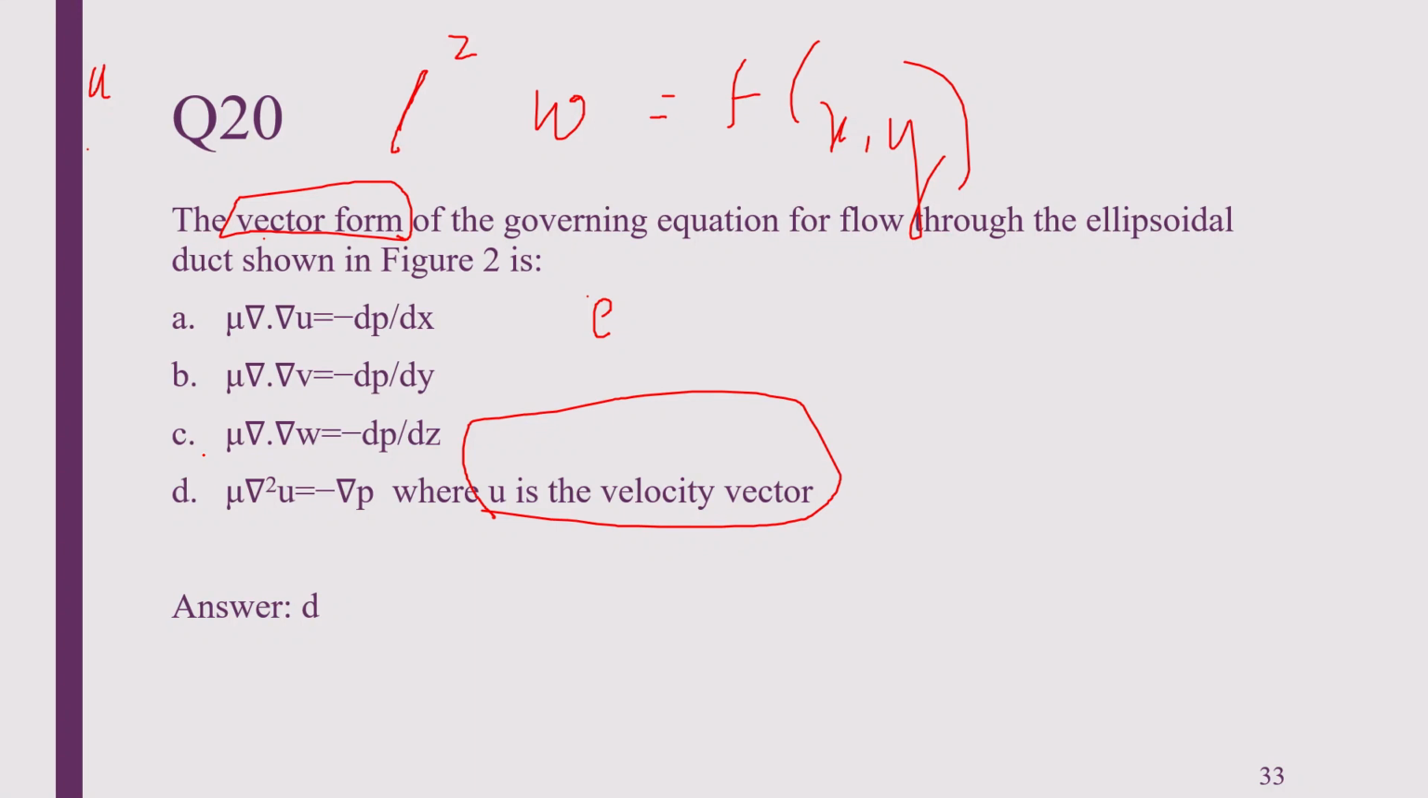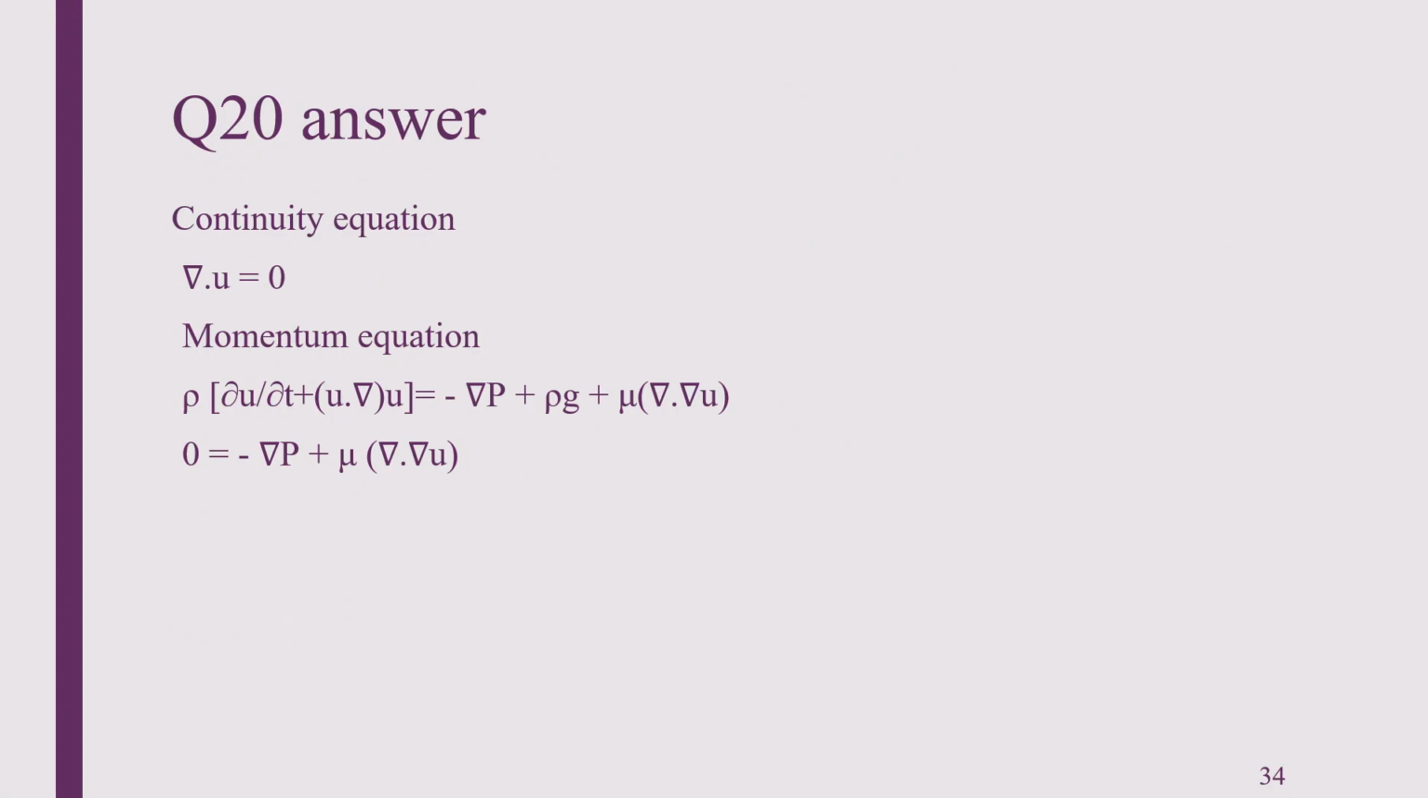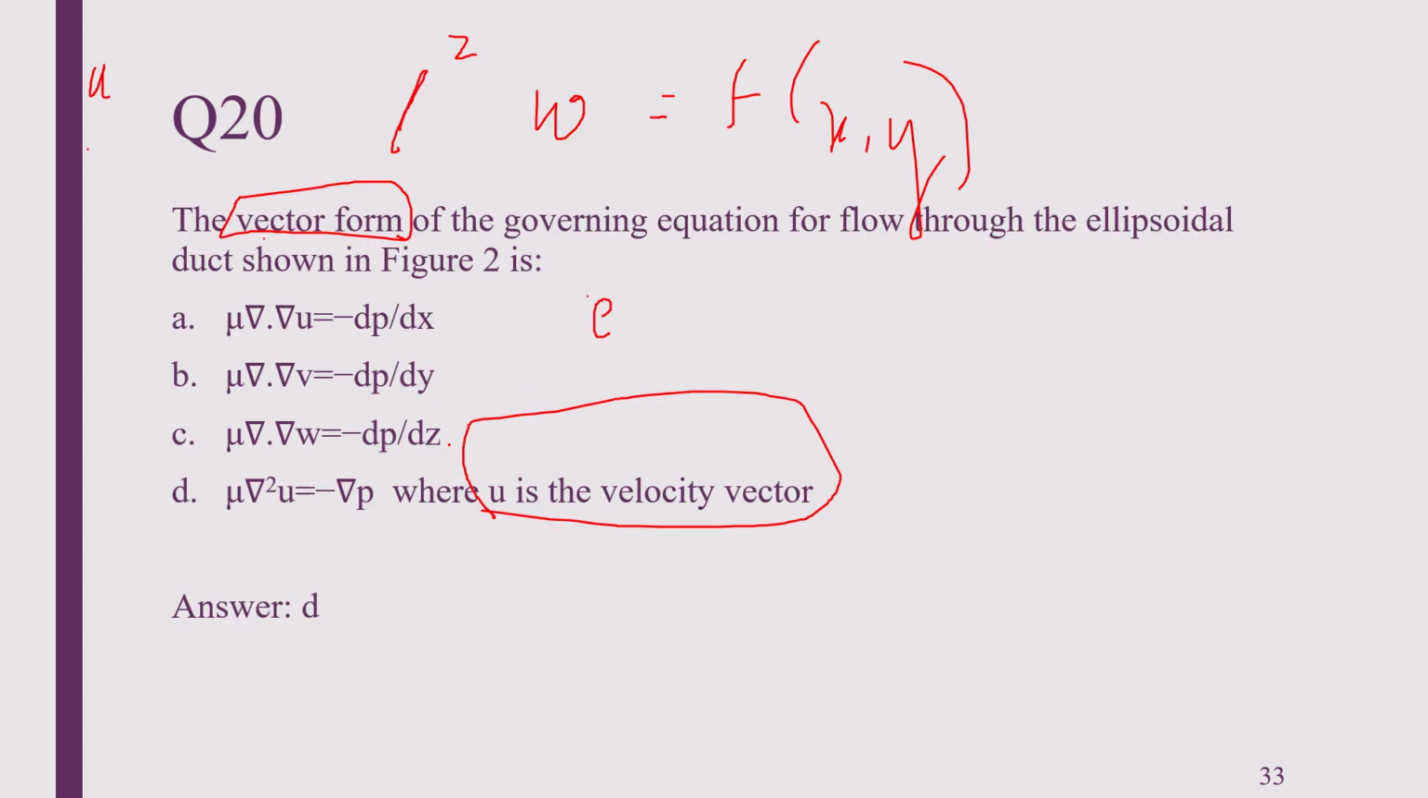Now we'll go to question 20 answer. The continuity equation is del dot u is equal to 0. The momentum equation is rho dou u by dou t plus rho u dot del u is equal to minus delta p plus rho g plus mu del square u. So these terms become 0, and again we have neglected this, so this term alone remains. So that is what is given in option D. Mu del square u is equal to minus delta p, where u is the velocity vector.